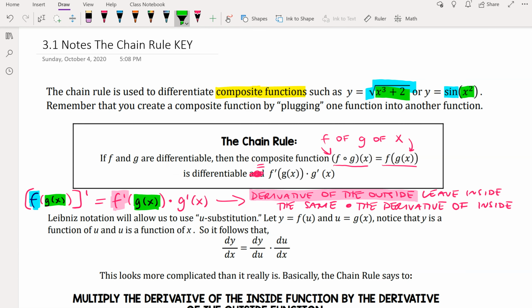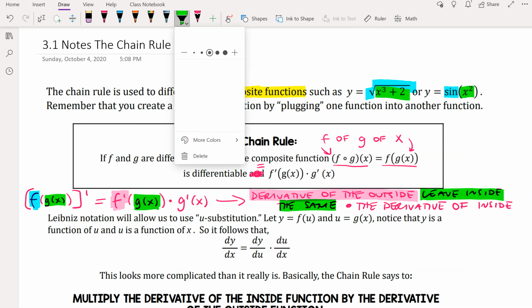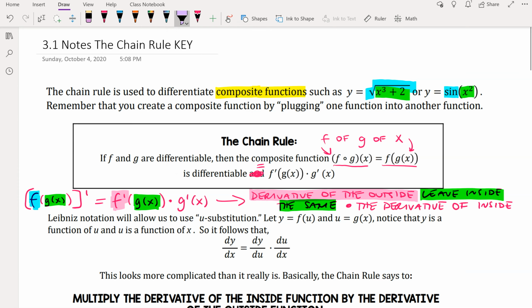Times, so leave the inside the same. And then we have times the derivative of the inside, which is g prime of x. And we multiply. Sweet. So that's how you take the derivative of composite functions. But we will probably be using this next method, the one that Leibniz came up with. So here we go. This will allow us to use u substitution.